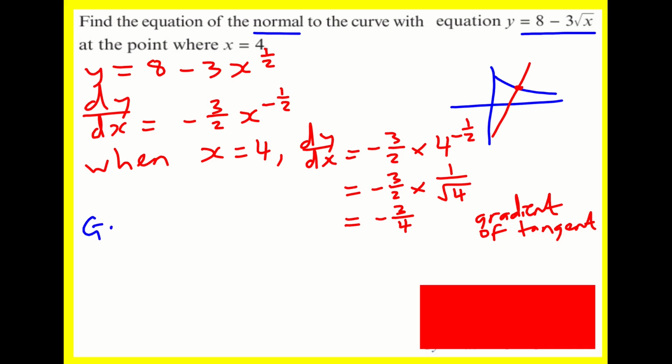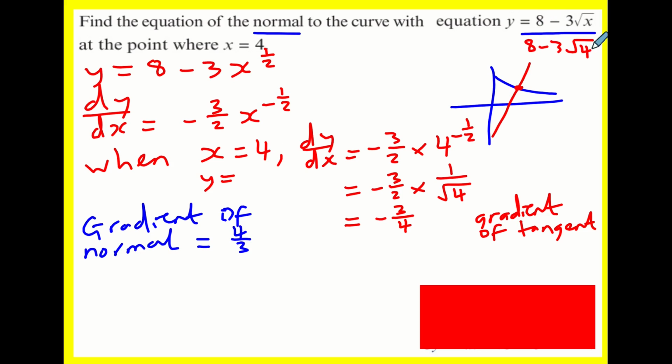So, gradient of normal: this will be the negative reciprocal, and all I do is flip it around and make it positive. I also need to work out what y is at this point. So when I substitute in 4 into here, I'm going to get 8 minus 3 times the square root of 4. That's going to be 8 minus 3 times 2, which is 8 minus 6, that's going to be 2. I'm nearly there, really close.